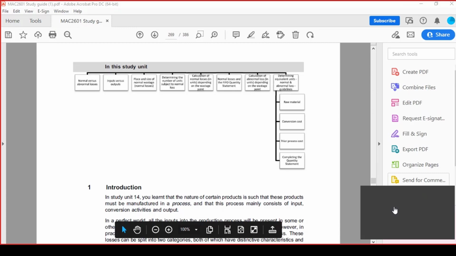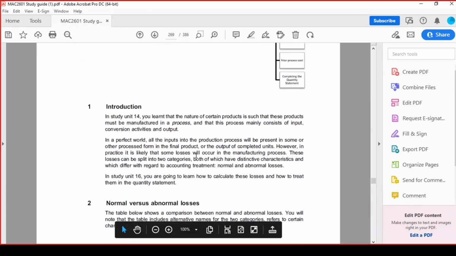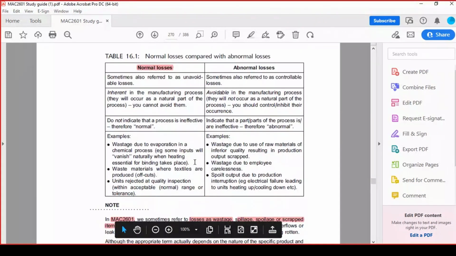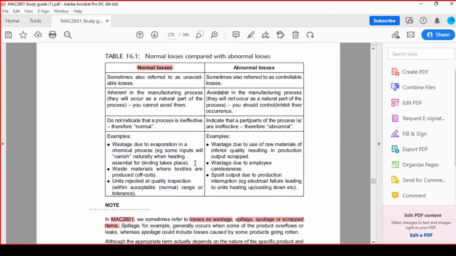So let's go to the theory. There's a table here that compares and explains the difference between the two. So normal loss is sometimes also referred to as unavoidable loss. As we said, it's beyond your control. You can't avoid it. But on the other hand, abnormal loss, you can control it.